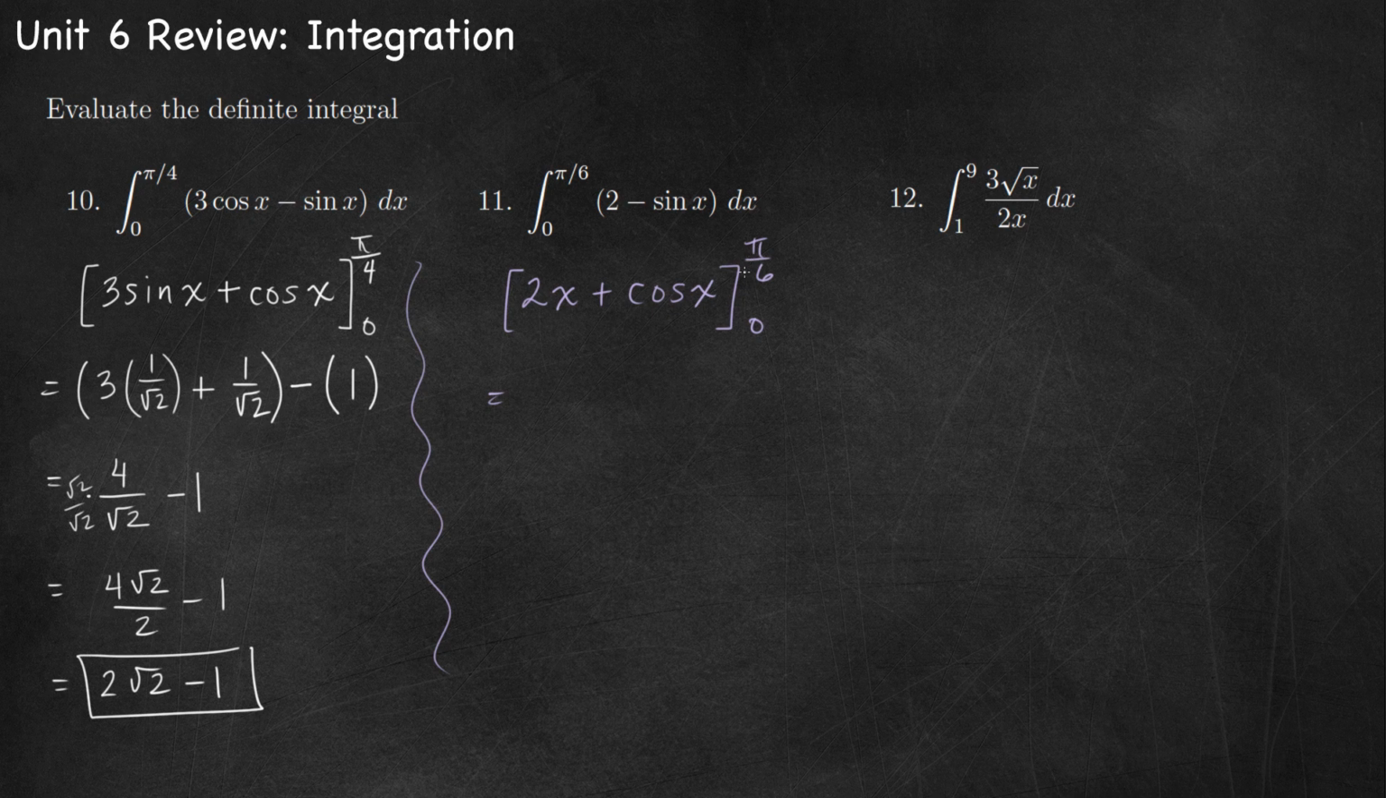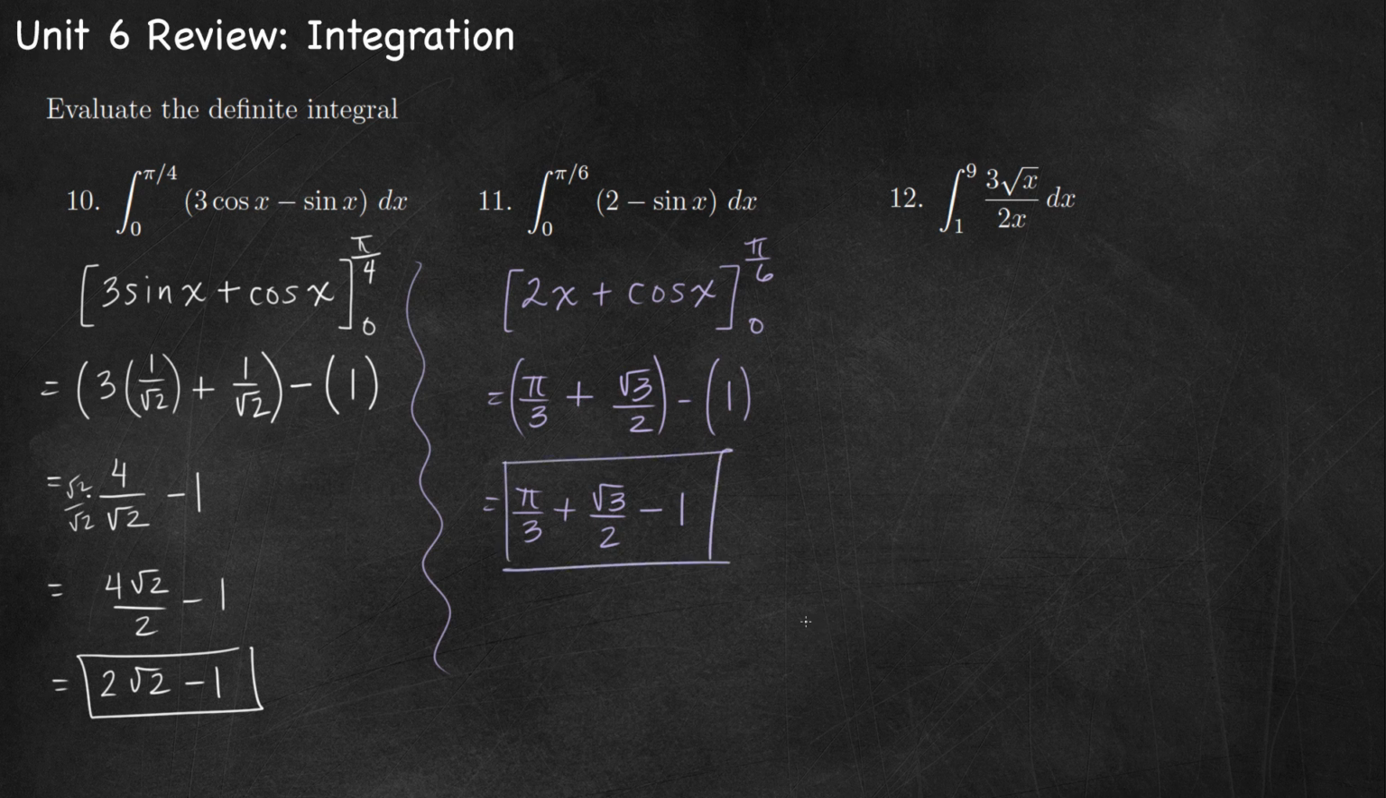So here when we sub in pi over 6, we get 2 times pi over 6, which is pi over 3, plus the cosine of pi over 6 is square root of 3 over 2, minus, and now we sub in 0. 2 times 0 is 0, plus the cosine of 0 is 1. So I have pi over 3 plus square root of 3 over 2 minus 1. And there's no easy way to simplify that, so we'll just leave it like so.